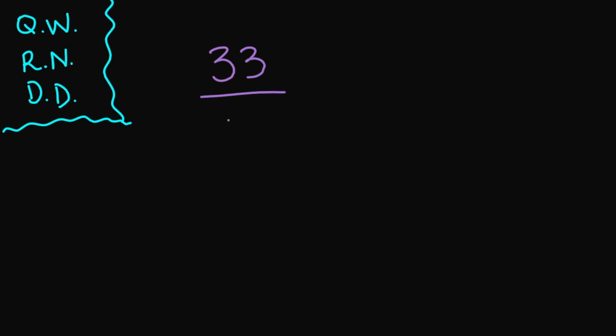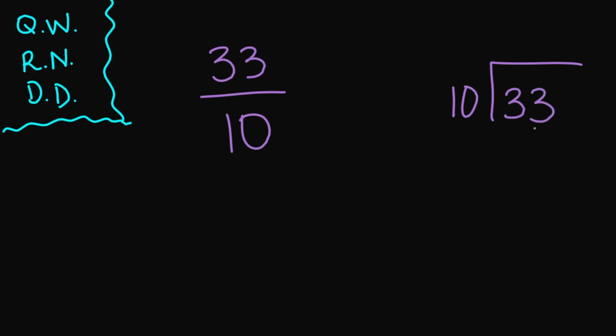33 over 10. So let's go ahead and set it up. 10 on the outside, 33 on the inside. 10 goes into 33 how many times? It goes in 3 times. 10 times 3 is 30. 33 minus 30 is going to equal 3.